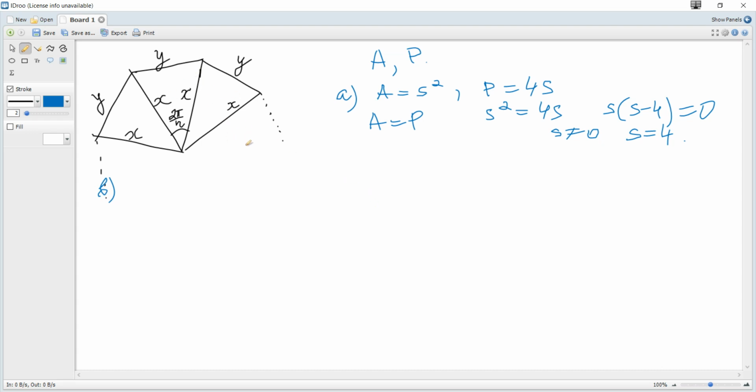B. Write down in terms of x and n an expression for the area AT of one of these isosceles triangles. One mark. Just applying the formula half times AB times sine of the angle between them. This formula is given in a data booklet. It becomes half one side multiplied by the other, so it's x times x, multiplied by the sine of the angle between them.